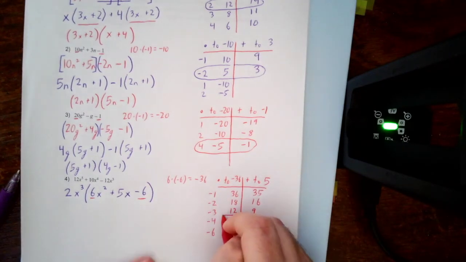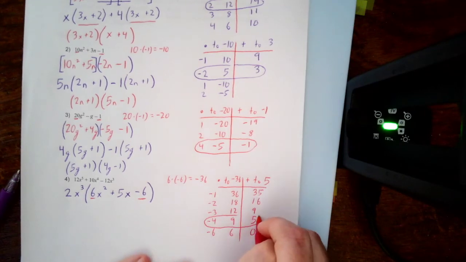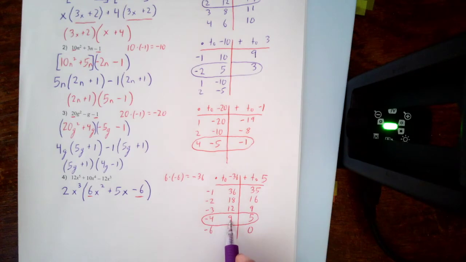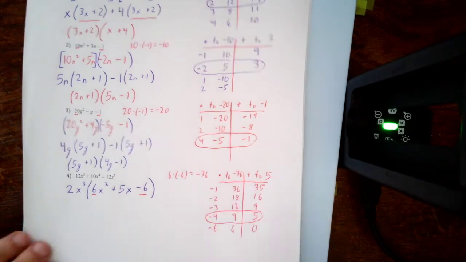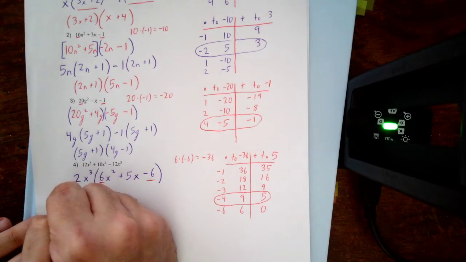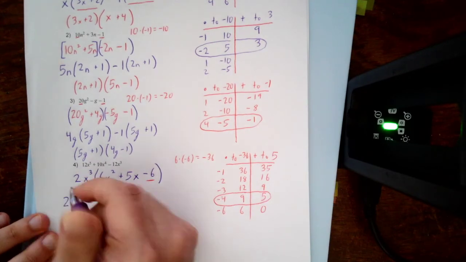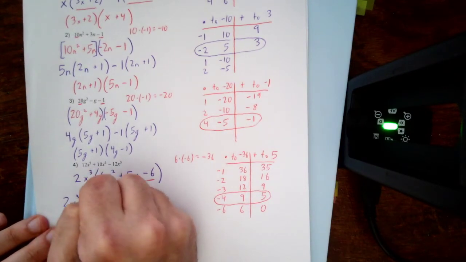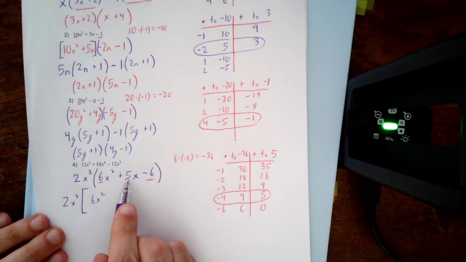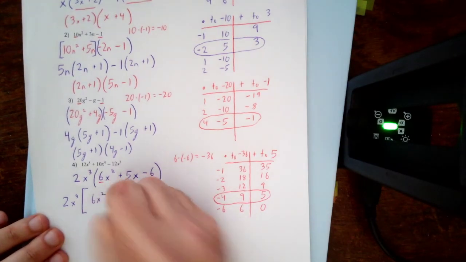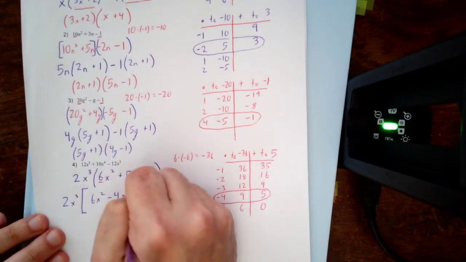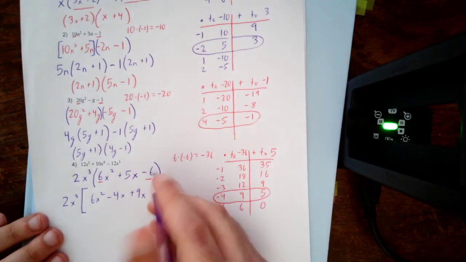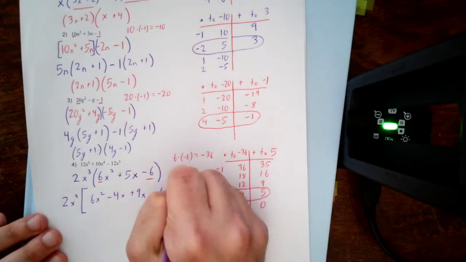So the row I wanted was this one, the negative 4 and the 5. So these, negative 4 and 9, are the values I would like to use. So, the 2x cubed is still out front. I'm going to put a big bracket, and then I'm going to write 6x squared, and then I'm going to split my 5x into minus 4x plus 9x. I split the middle term, and then I leave the minus 6. And then I'm going to put another big bracket.